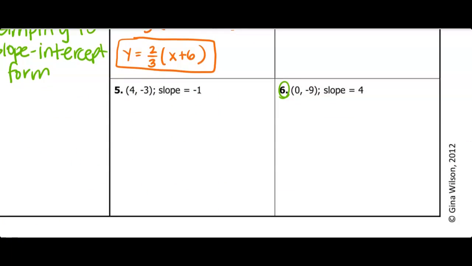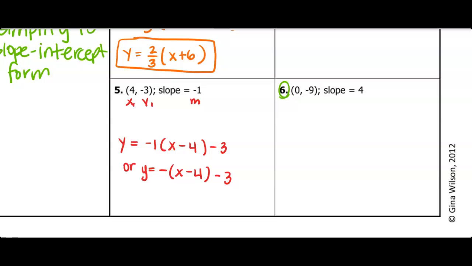You try and do number 5. You should have labeled the 4 as your x1, the -3 as your y1, and the -1 as your slope m, and then plugged it into the equation just like I wrote below. So you would have y equals -1 times x minus 4 minus 3, or you could just write negative.